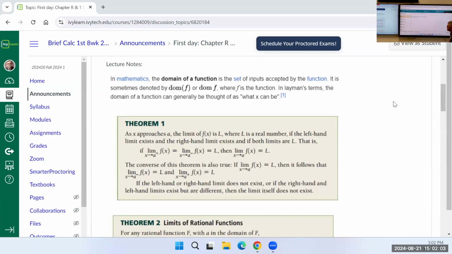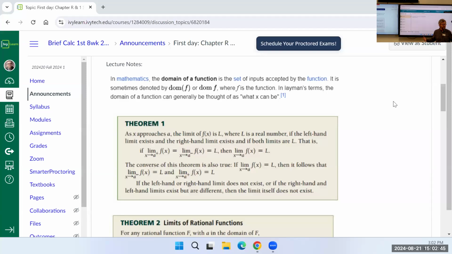So theorem 1: as x approaches a, the limit of f of x is L, where L is a real number. If the left-hand limit exists and the right-hand limit exists, and both are L, then the limit exists. So for the limit to exist, it has to exist on both sides and be the same number. We're going to get into that in homework. The converse of this theorem is also true. If the limit as x approaches a of f of x equals L, then it follows that the limit as x approaches a from the left and the limit as x approaches a from the right are the same.